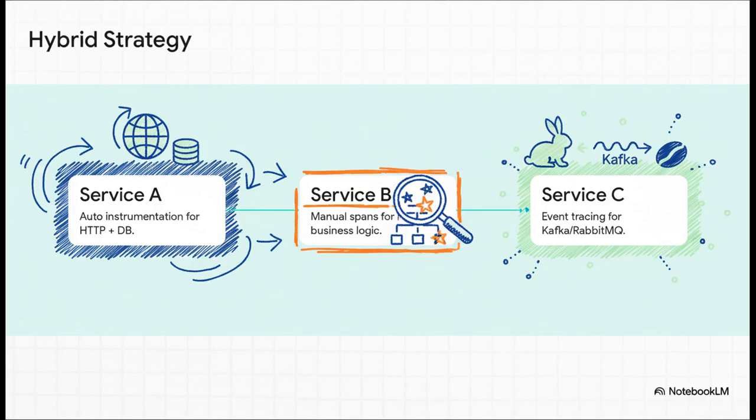And this all builds up to the ultimate strategy, the one we've been hinting at, the hybrid approach. This is where you combine the effortless ease of auto with the surgical precision of manual. For your standard web service, let auto instrumentation handle all the generic stuff. For a service with critical business logic, you add manual spans right where it counts. For a service that's just processing events from a queue, you use the specific instrumentation for Kafka. This gets you the absolute best of both worlds.